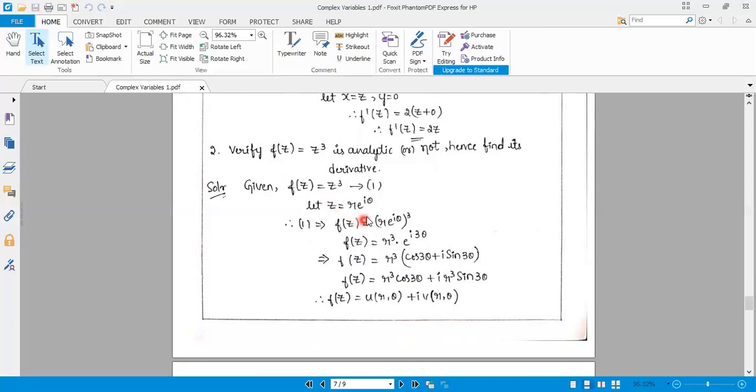Let z = re^(iθ). Therefore, f(z) = (re^(iθ))³, which is nothing but r³e^(3iθ). Now, how can you read e^(3iθ)? One formula is there, right? De Moivre's theorem. Using that, you can write it as cos 3θ + i sin 3θ.